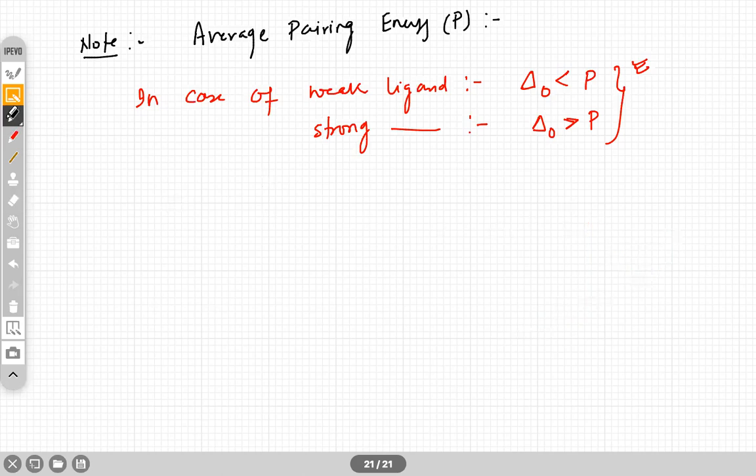So what if more pairing energy is required then? Okay, one second. No, more pairing energy is not required. Average pairing energy is fixed for the complex. Now, depending upon the ligand, we can have different delta O, the gap of the two orbitals. If that gap is less than the pairing energy, then pairing takes place. If that gap is more, then the pairing won't take place. Okay, sir.